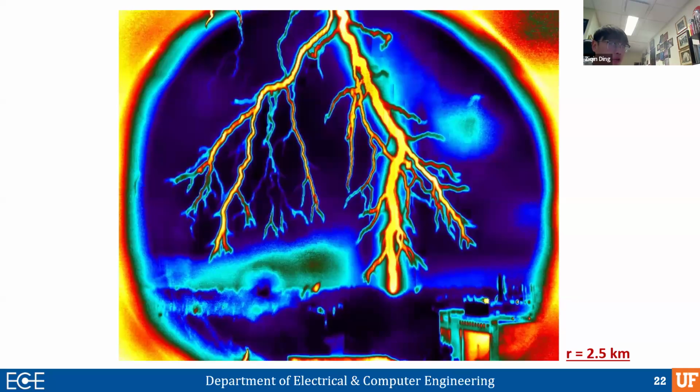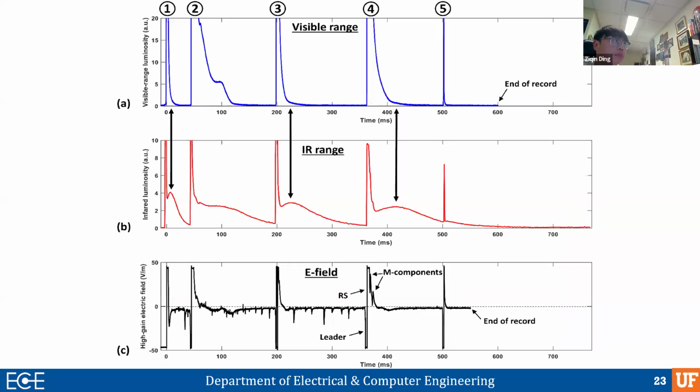This is a return stroke stage. The exposure time is around 1 millisecond. Can I ask, the exposure time around 1 millisecond, you mean for infrared and visible, for each camera? They are different.